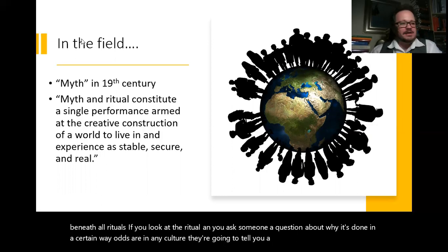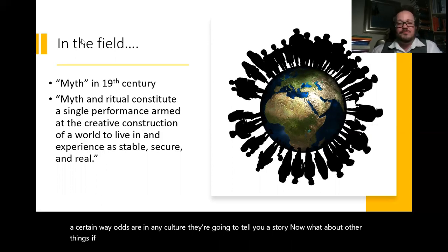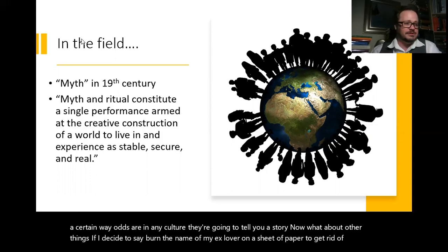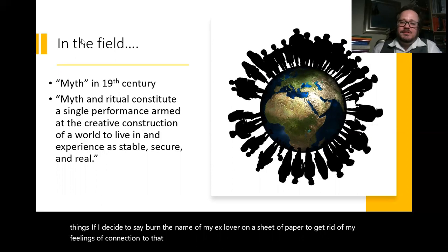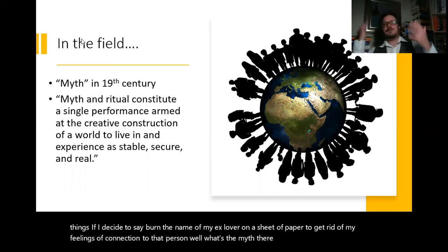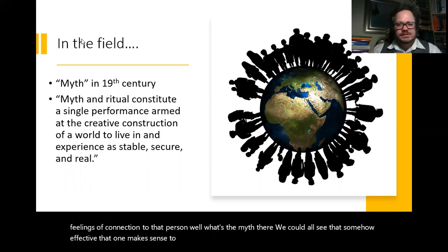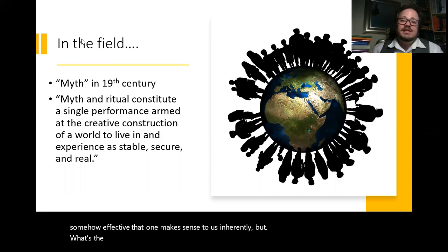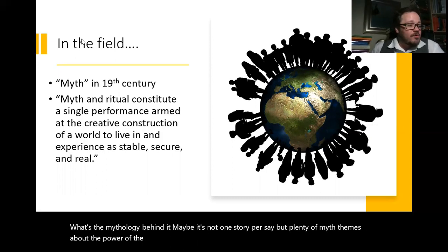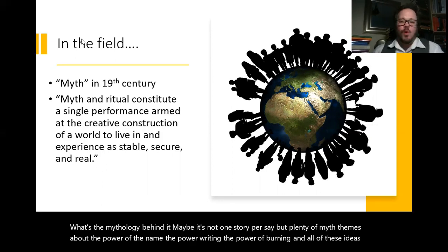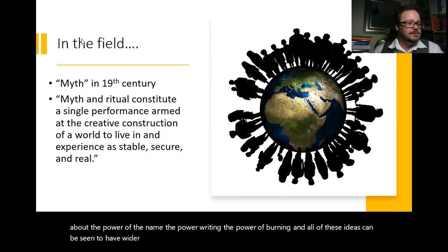Now, what about other things? If I decide to, say, burn the name of my ex-lover on a sheet of paper to get rid of my feelings of connection to that person, well, what's the myth there? We can all see that that's somehow effective. That one makes sense to us inherently, but what's the mythology behind it? Well, maybe it's not one story per se, but plenty of mythemes about the power of the name, the power of writing, the power of burning, and all of these ideas can be seen to have wider mythological themes.